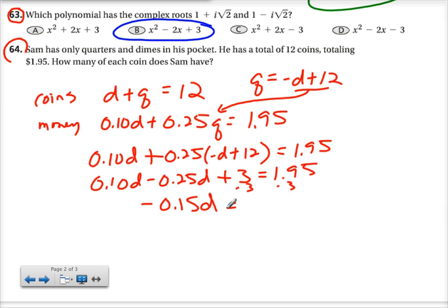So we have, let's see, negative 1.05. And last but not least, we'll go ahead and divide both sides by that negative 0.15. And that will get us the number of dimes for number 64. And that comes out to 7.